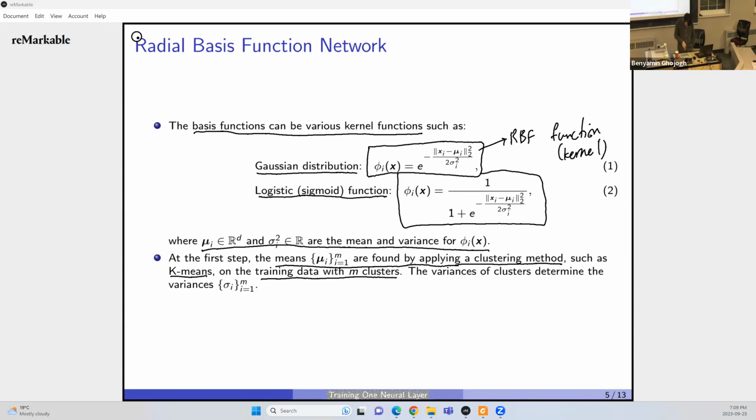The first step is to find the means as the means of the clusters by applying some clustering algorithm on the data. For example, you use k-means. Is there anyone here who doesn't know what k-means is? I can explain if you don't know. K-means basically means I have a data set and I want to cluster it, that is, group it into several groups. The first thing that comes to mind for clustering is k-means.